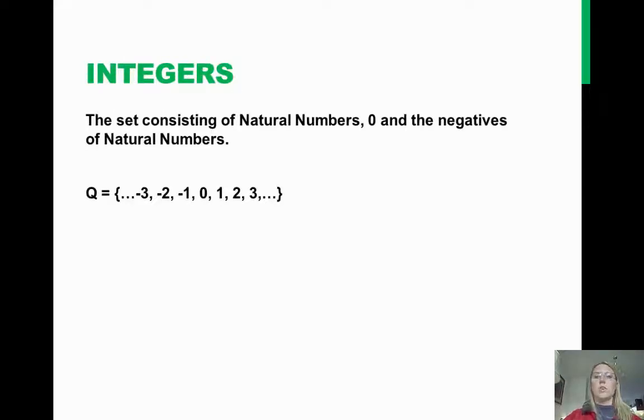So first of all, you need to know what an integer is. An integer is the set consisting of natural numbers, 0, and the negatives of natural numbers. Z is usually representing the integers. It's what we use in math for integers. So if you ever see the letter Z, that's what it's talking about, integers. Just like in natural numbers, we use the bolded N. So Z equals ... -3, -2, -1, 0, 1, 2, and 3, and so on.